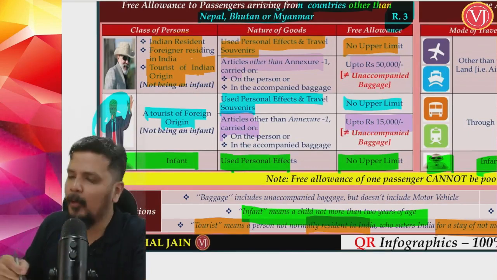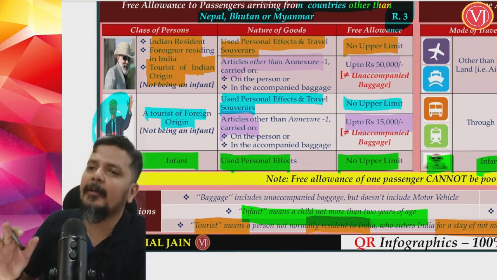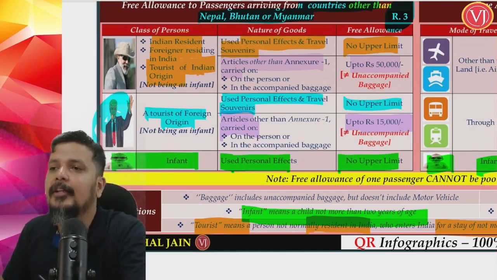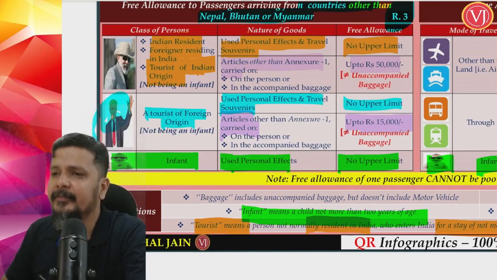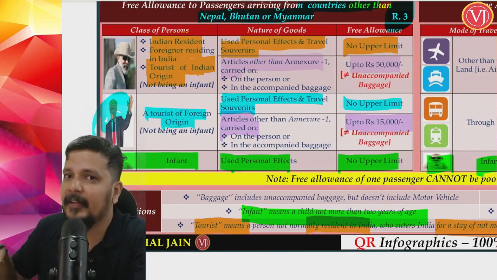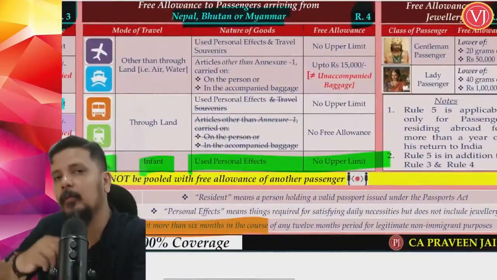What is common in both these categories? Used items, unlimited exemption. What is the differentiating factor? New items. First category, 50,000. Second category, 15,000. Just remember these numbers. We will continue these numbers in Rule 4.